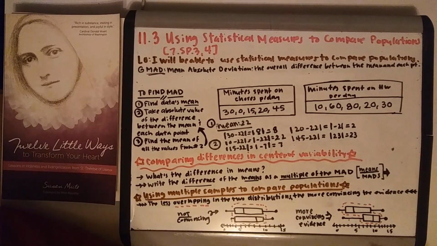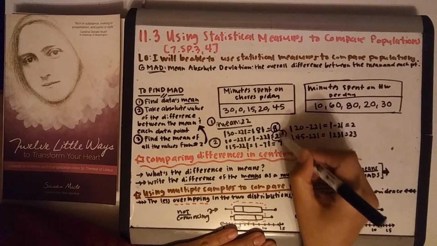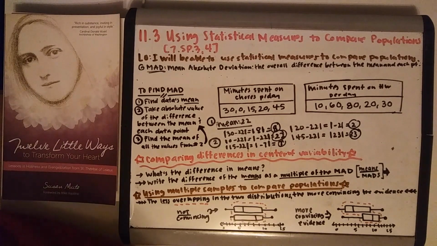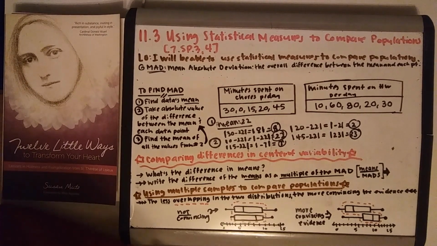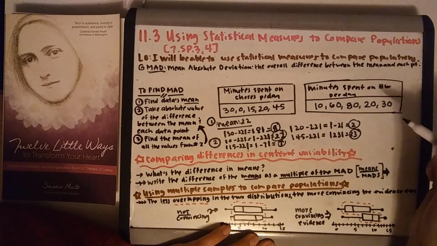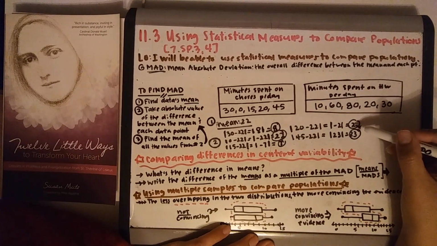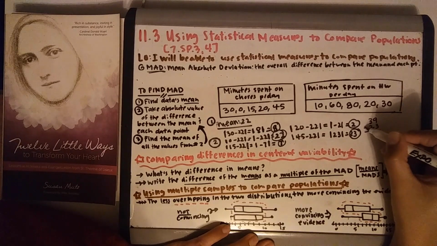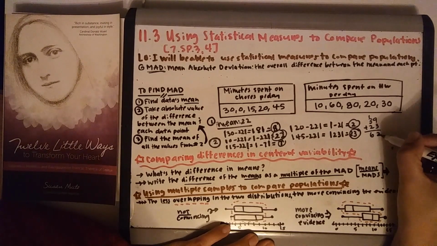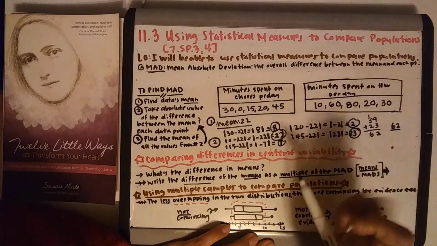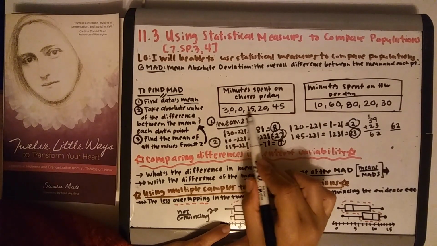Then what I'm going to do is add all these values, because I need to find the mean of that. So I have to add them all up, and then I'm going to divide by the number of data points. So 22 plus 8, that's 30. 37, 38, 39. 39 plus 23, that's 62. So I go 62 divided by 5 data points. 1, 2, 3, 4, 5.